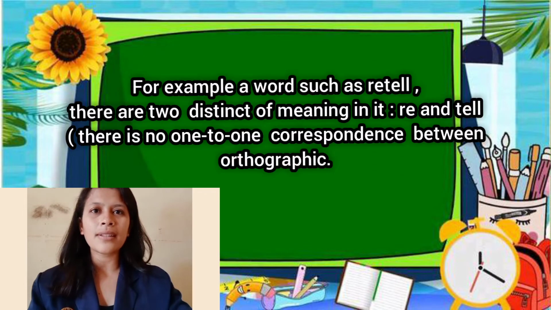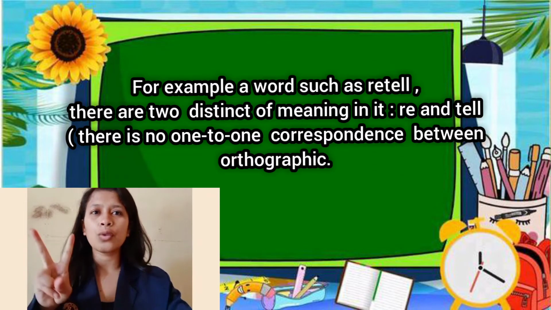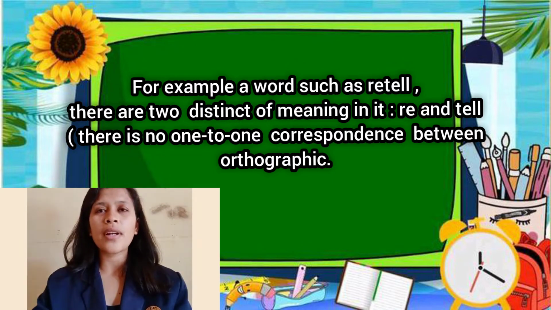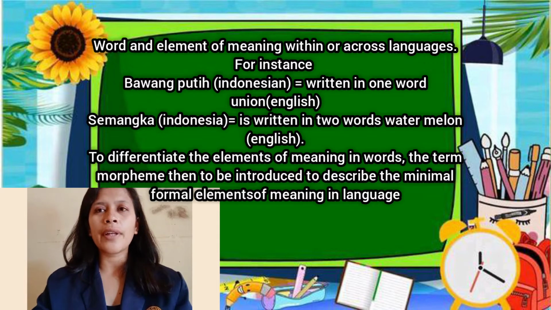For example, words such as retell. There are two distinct elements of meaning: re and tell. There is no one-to-one correspondence between orthography and the elements of meaning within or across languages. For instance, bawang putih in Indonesian is written as one word in English, garlic, and semangka in Indonesian is written as two words, watermelon, in English.